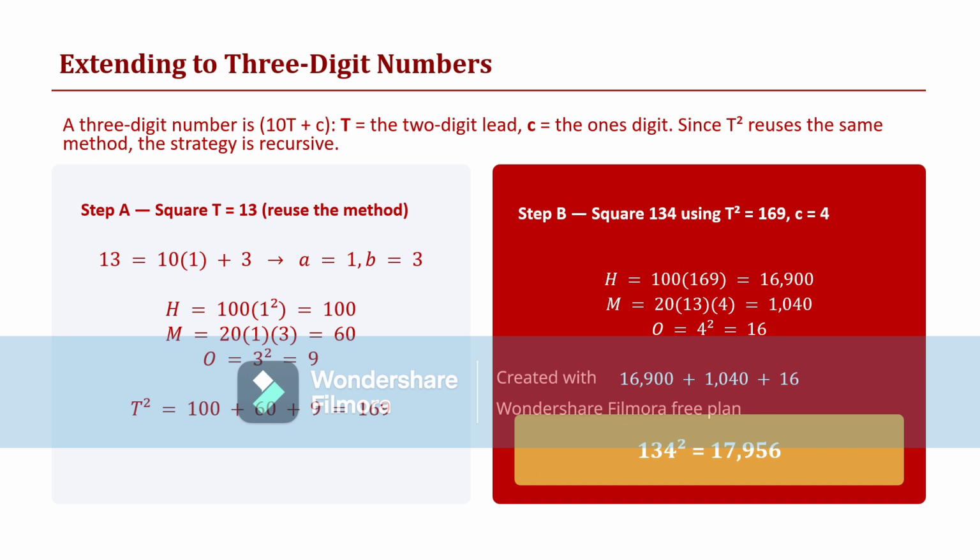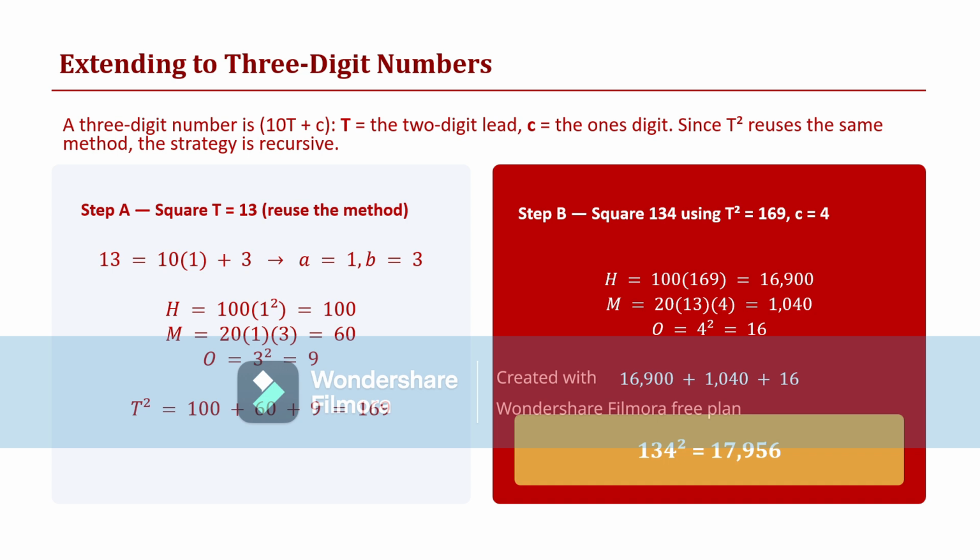Since we have the method for two-digit numbers, we will also extend it to three-digit numbers. For example, a three-digit number is 10t plus c, where t is the two-digit lead and c is the ones digit. Since t squared reuses the same method, the strategy is recursive.